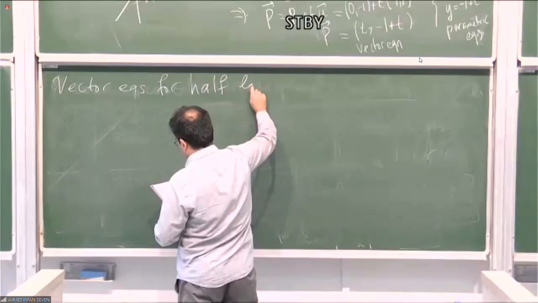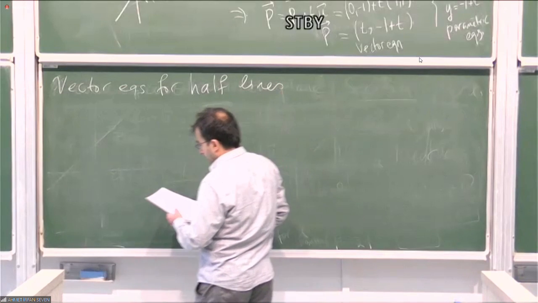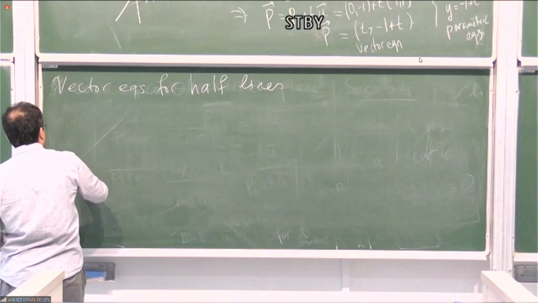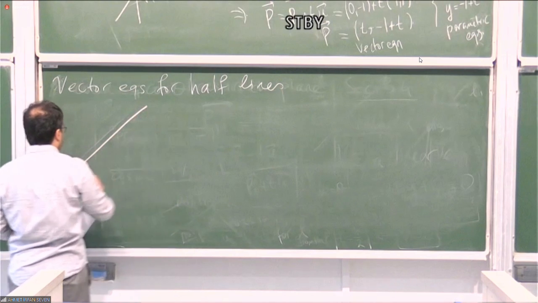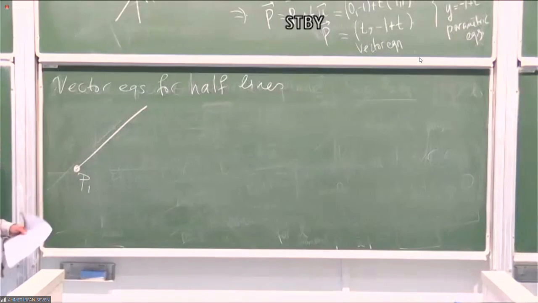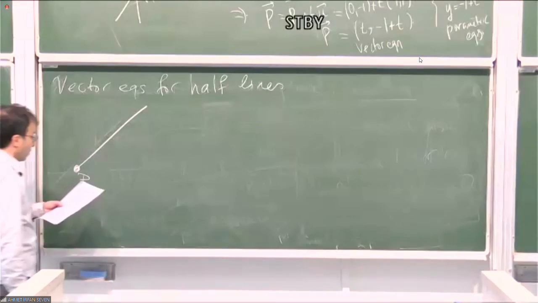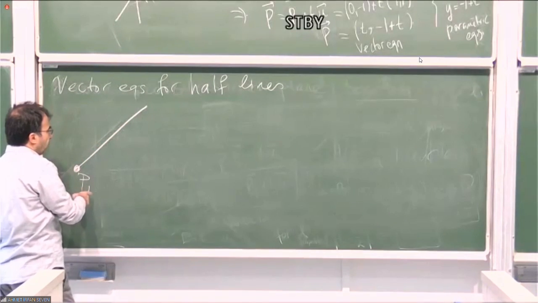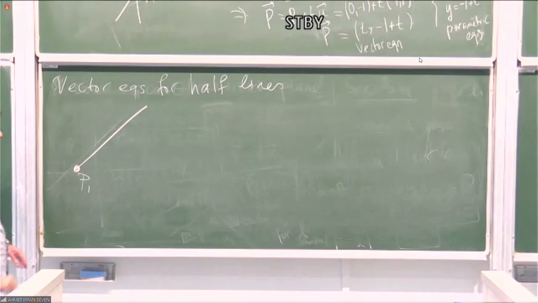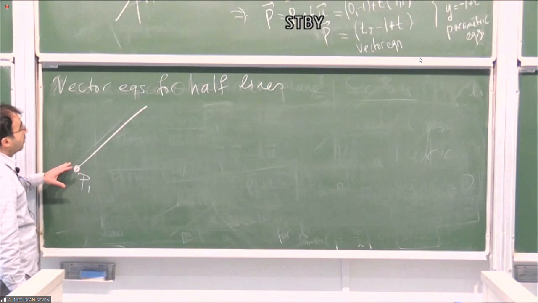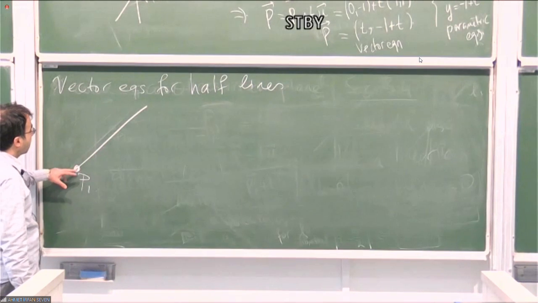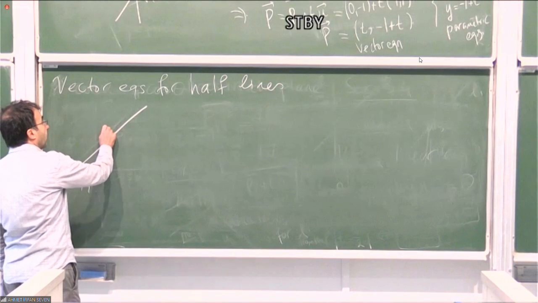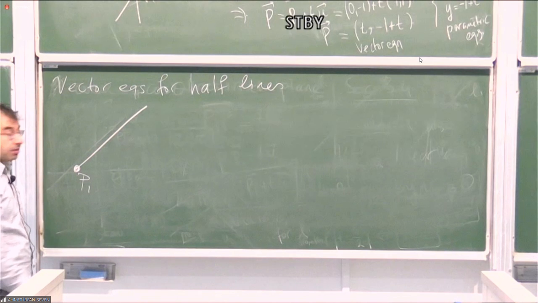Half lines. All right, so let's take the following type of picture. Let's say we have a point P1 in here. And we have a half line. This could be in the space or in the plane, doesn't matter. Let's say we consider this half line, the one starting from P1. How can I write an equation for this half line?